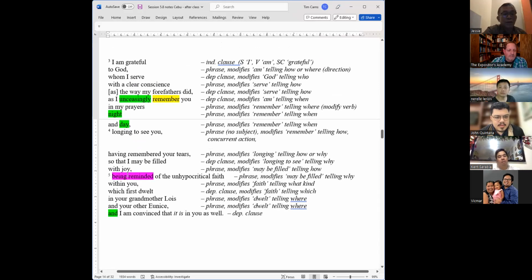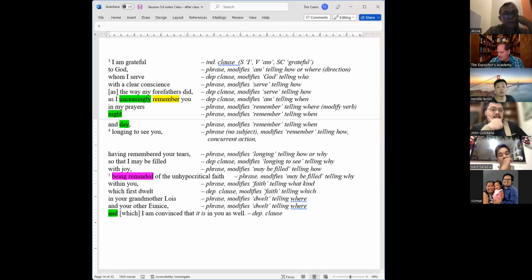Well, again, this is a participle phrase, all right? So the "and" is going to connect to something that's grammatically equal, right? So it can't be connected to a participle phrase. Clause. Now, the nearest clause is "which first dwelt." So then the implied idea is "which I am convinced that is in you as well." So we can understand it now. The faith that dwelt.